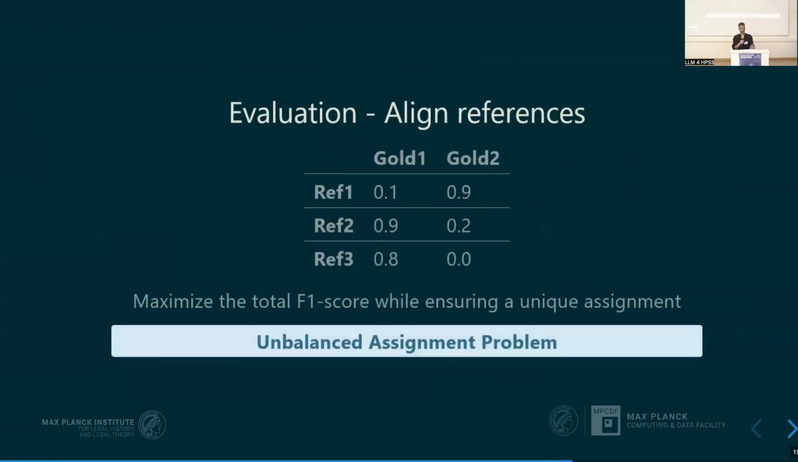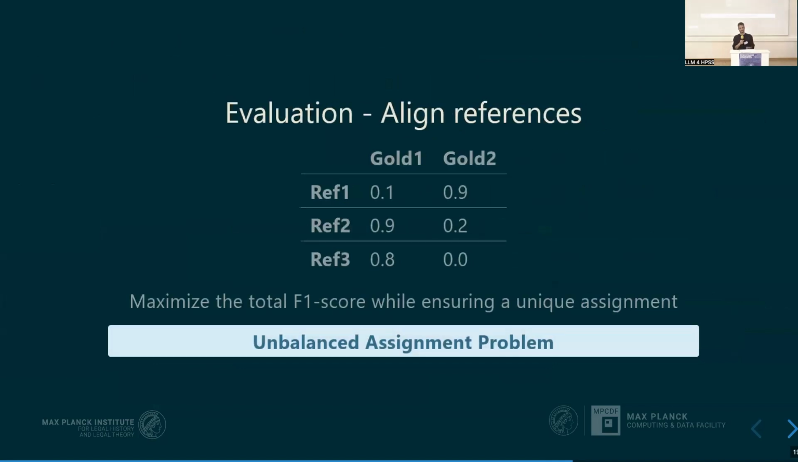Okay, now we can compare 2 references, but we still have the problem of aligning the references. When we provide a PDF to the tool, we get back references, but then we have to decide which one of the references we have to compare to which one of the gold references. And here we tackle this problem by turning it into a so-called unbalanced assignment problem.